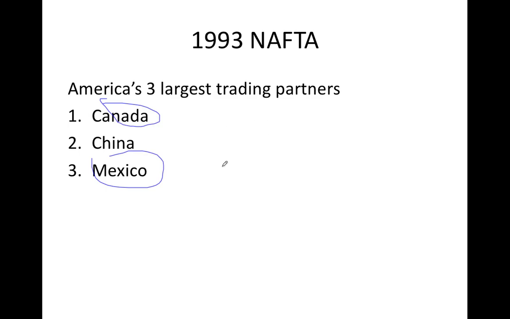What should you remember about NAFTA? Number one, that it was signed, that it created a large free trade area in North America, and two, that it was controversial. It helped the economy of all three countries grow, and it also hurt American manufacturing and American workers. The extent of how much it hurt them is debated.